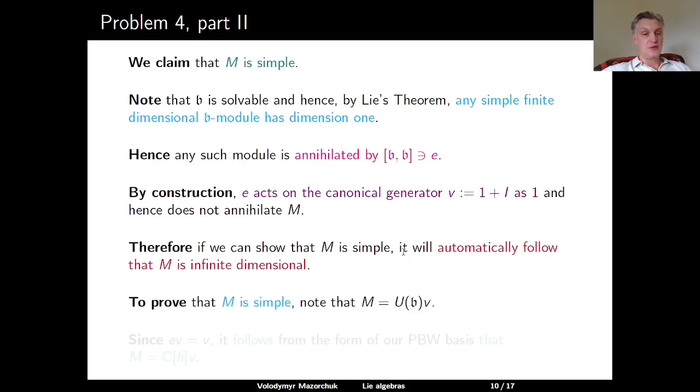So to prove that our module M is simple, we know that, of course, it is generated by the element v, the image of the identity in our quotient.